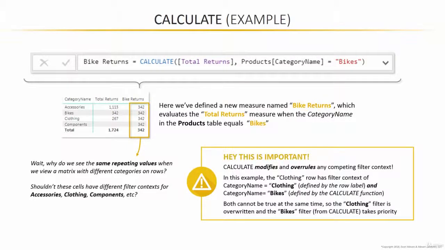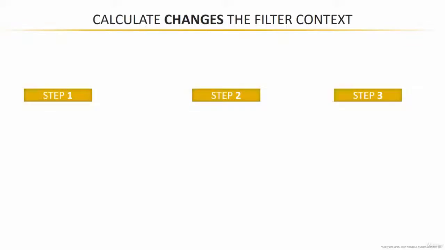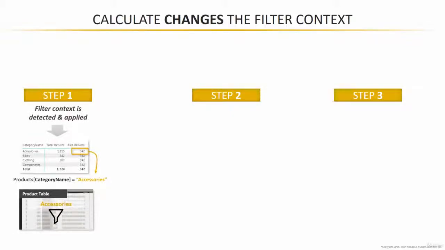Now, it may be helpful to revisit the step-by-step measure calculation that we walked through earlier in this section. So remember, there were 3 steps to every measure calculation. It started with the filter context being detected and applied. So in this case, we're looking at the accessories row in that same example. Power BI says, okay, we're in the accessories row. The matrix row labels have passed us filter context that says product category name should equal accessories. So go ahead, head to the product table and filter that down to just accessories rows.